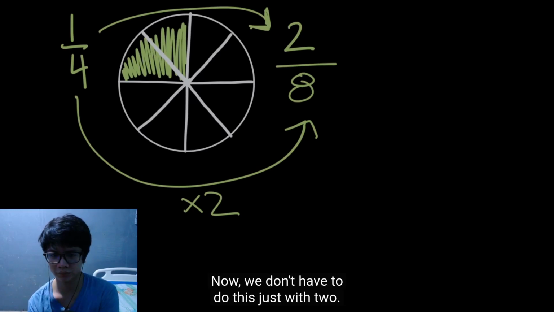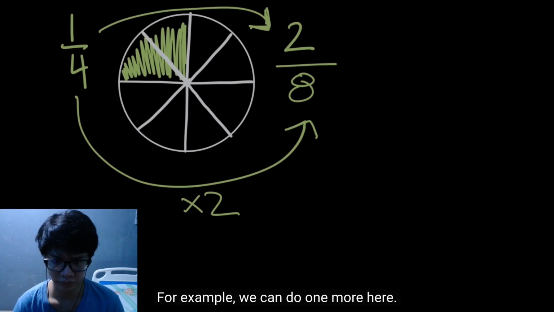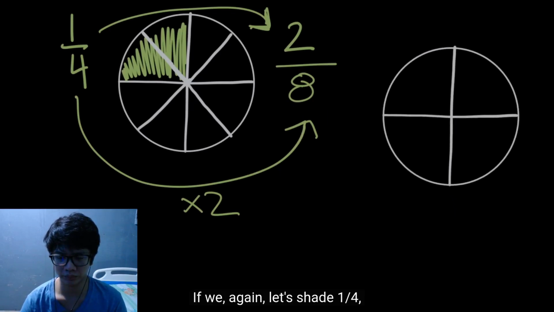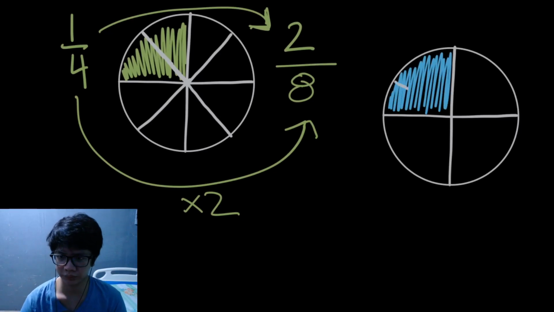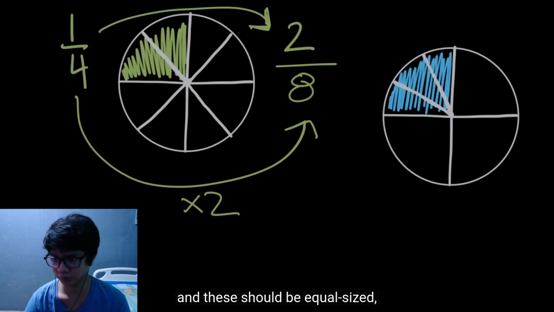And we don't have to do this just with 2. We could do any multiple of 4. For example, we can do one more here. Again, let's shade 1/4, one of the 4 pieces. And maybe this time we want to split it into 3 equal size pieces. So to have a new numerator of 3, and these should be equal sized. Here's a numerator of 3.